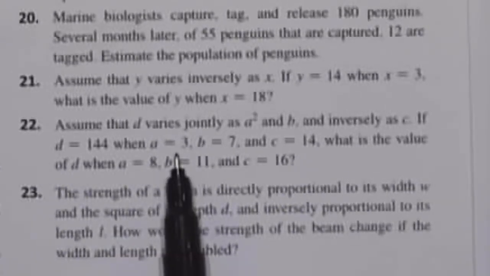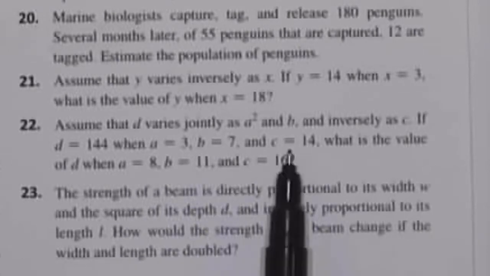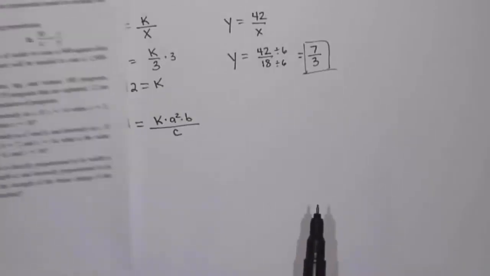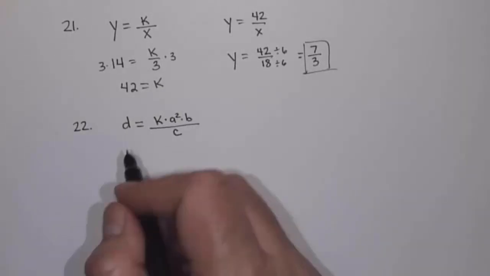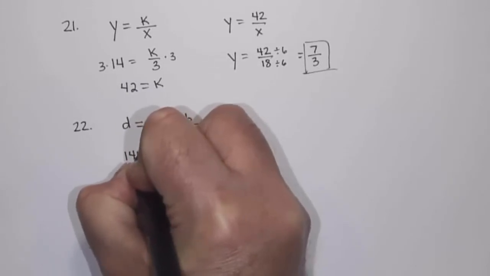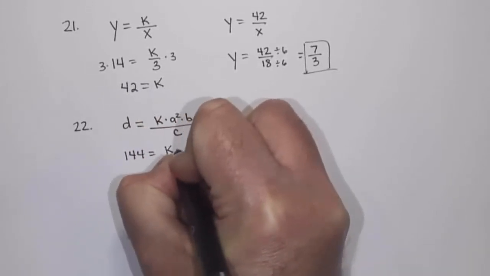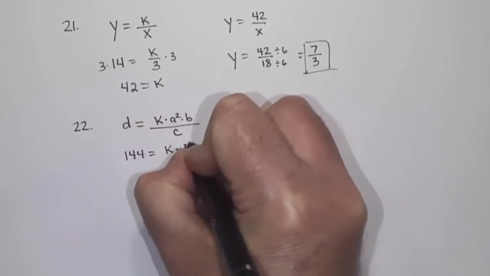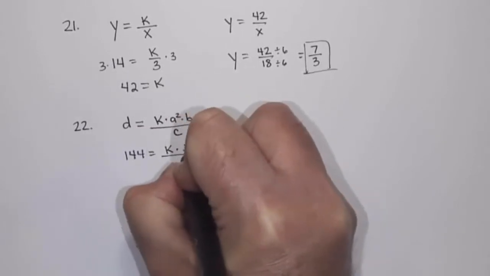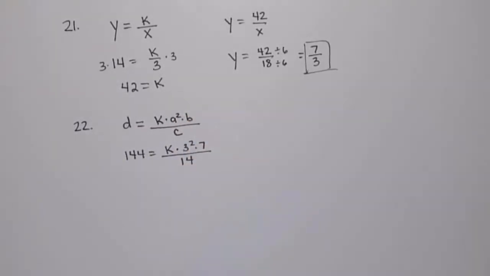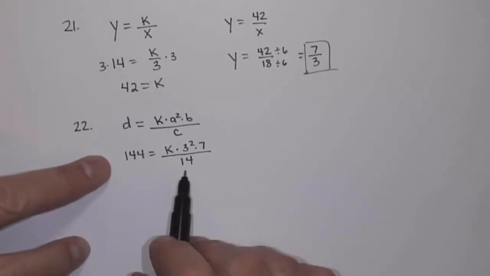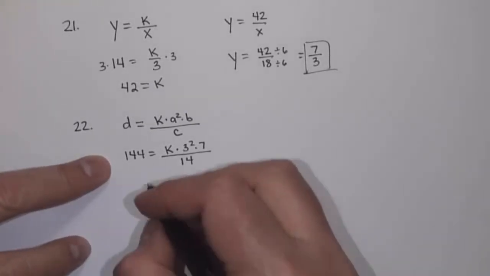Now, we also know that d equals 144 when a equals 3, b equals 7, and c equals 14. We want to find the value of d when a is 8, b is 11, c is 16. Okay? So I know that d equals 144 when a equals 3, b equals 7, and c equals 14. So I can use this to figure out what the constant k has to be. So let's clean this up a little bit.